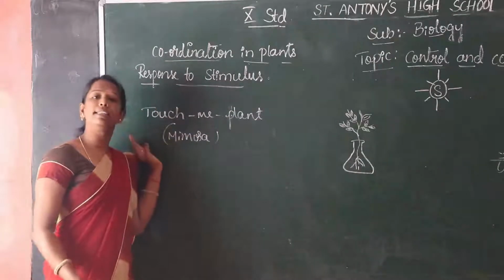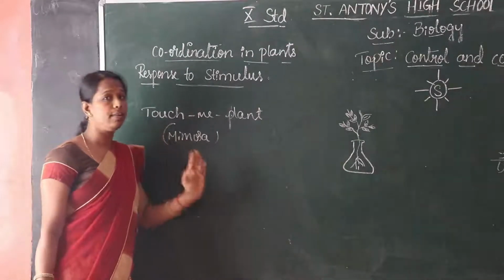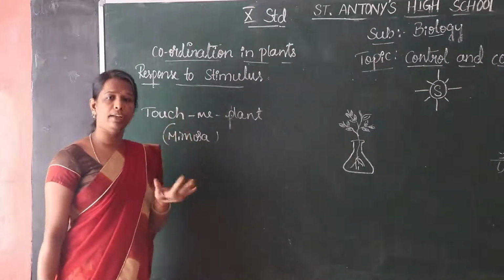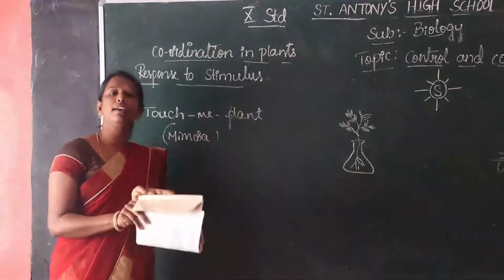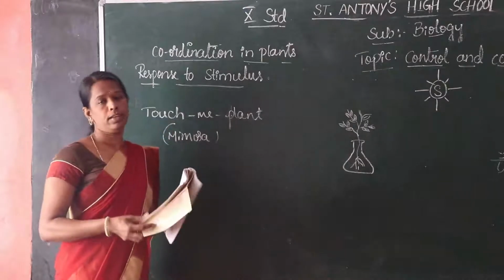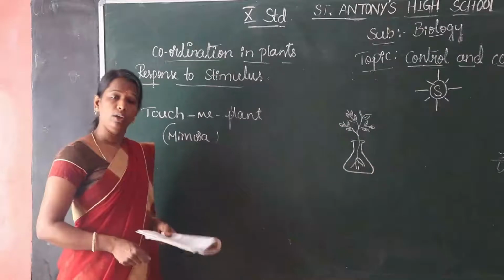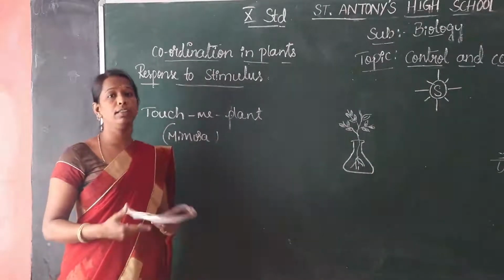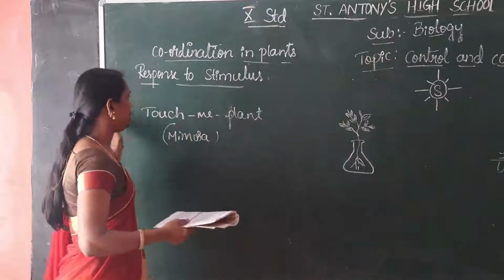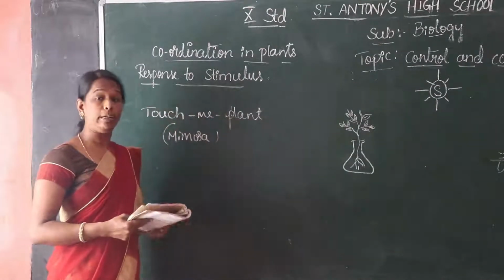It is a sensitive plant. This touch-me-not plant is a sensitive plant. So when you touch the plant, it droops the leaves immediately. Okay. So this is a sensitive plant. When compared to the sunflower, which turns towards the sun, the touch-me-not plant, when we touch it, droops its leaves immediately.